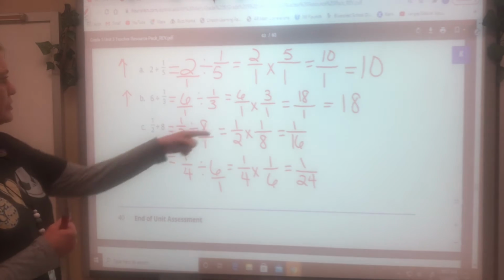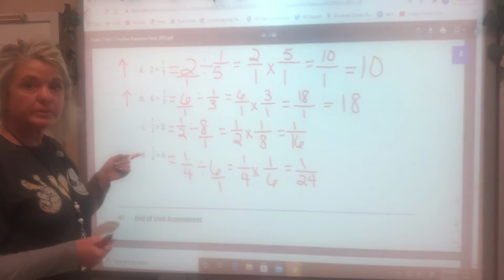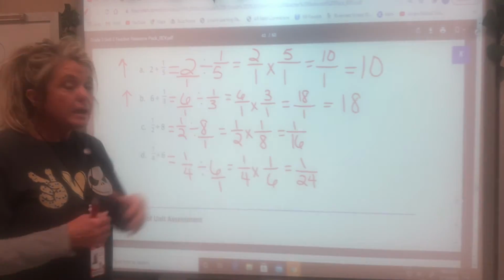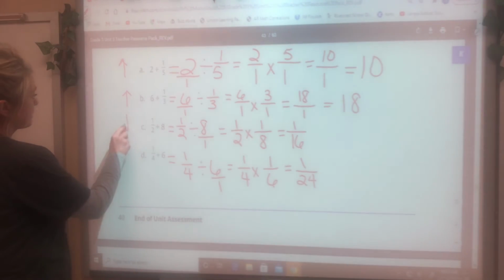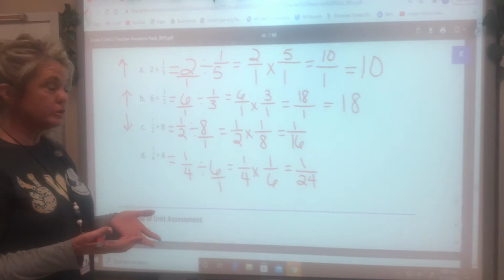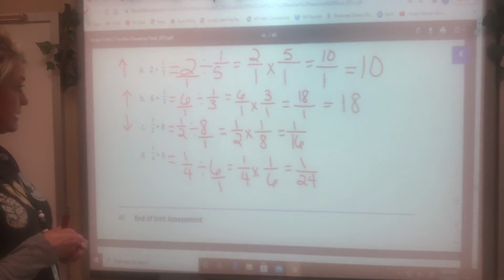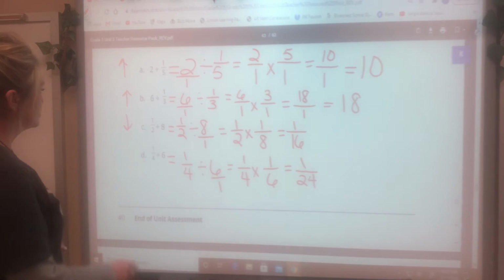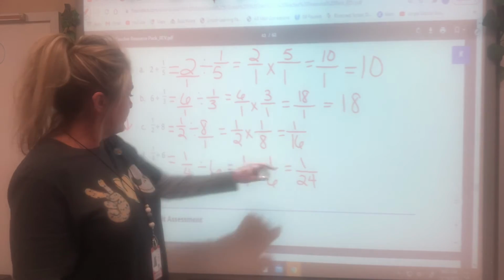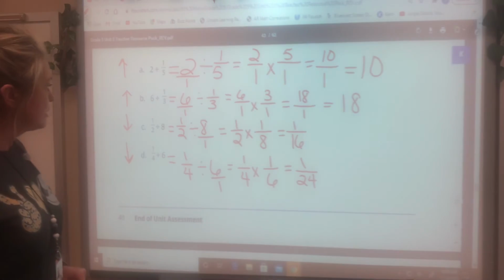C, my answer turned out to be a fraction, and that makes sense. If I only have a half of something to start with, and then I split that up 8 more times, then I have 1/16. And the last one, again, if I only had a fourth of something to start with, and then I had to divide that fourth up 6 more times, it makes sense that I have a smaller fraction than I started with. Because remember, on a fraction, if they have the same numerator, the bigger the bottom, the lower the value.